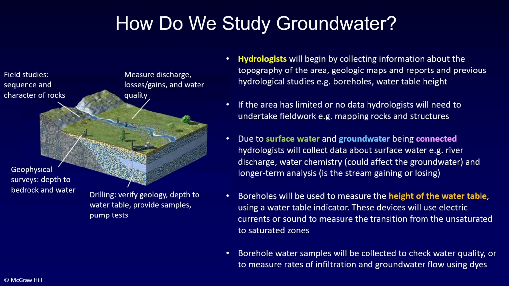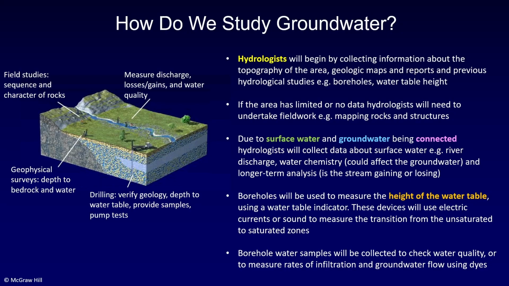Now, due to surface water and groundwater being so closely interconnected, hydrogeologists will collect data about surface water as well. So they're going to look at things like the discharge of rivers, and the water chemistry, because obviously this could affect groundwater or it could be a reflection of the groundwater. And they're also going to do longer term analysis. So they're going to try and work out, are these gaining streams or losing streams? Because once again, that's going to control how much of an interaction these bodies of water are going to have with the groundwater.